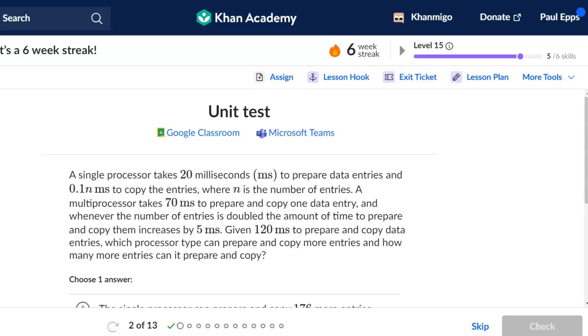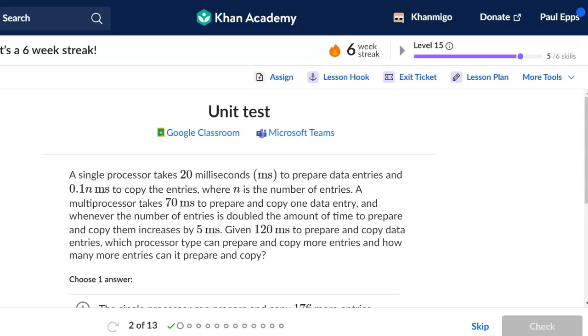I don't know. I think it would make more sense to say it takes 70 milliseconds to prepare and copy one data entry, and for each additional 5 milliseconds, you can double the number of entries that you can produce. So if you've got 70 milliseconds, you'll get one copy. If you've got 75 milliseconds, you'll get 2 copies. If you've got 80 milliseconds, you'll get 4 copies, and so on, up to 120 milliseconds. But let's start with the first one, because that's the easier part.